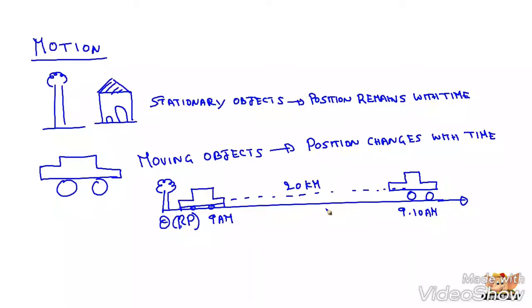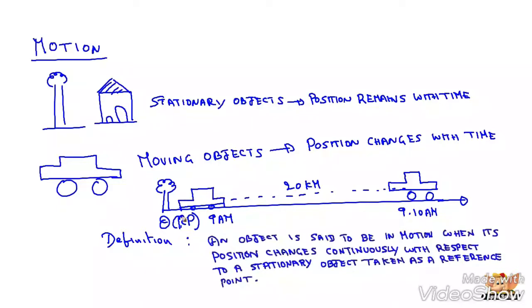So from this, if we see what is the definition of motion, an object is said to be in motion when its position changes continuously with respect to a stationary object taken as a reference point. In the example, the car's position changed from a reference point O to a reference point B when it is moving.